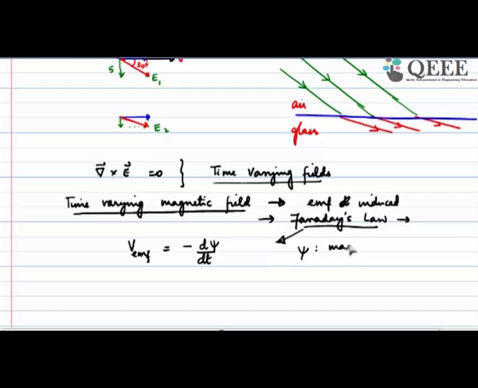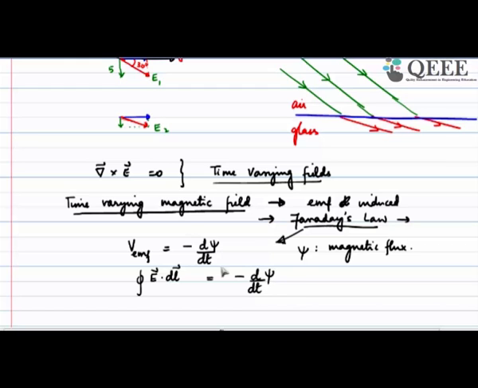the magnetic flux. If you have a coil, then it depends on the number of turns in the coil times the flux induced in each coil, that is the total flux. Now from our basic understanding of what is electric potential, we can write the potential as ∮E·dl, and that is minus d/dt of the flux ψ.